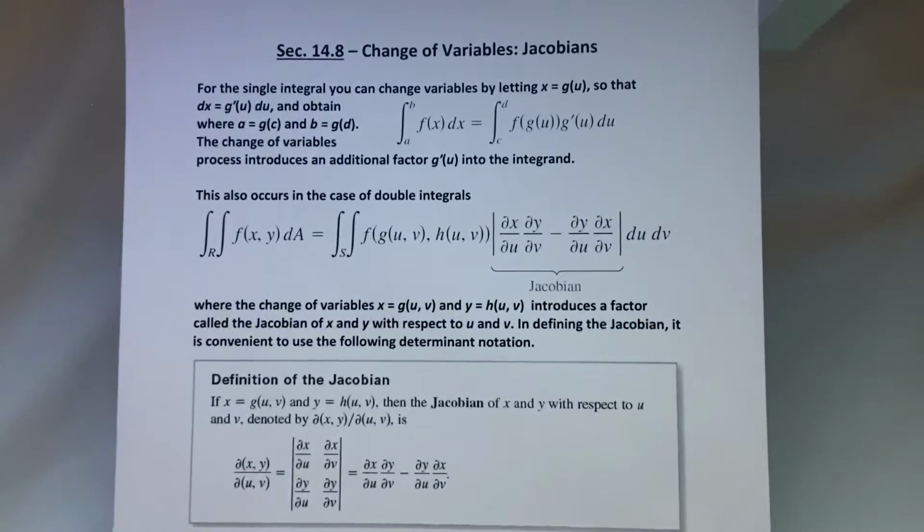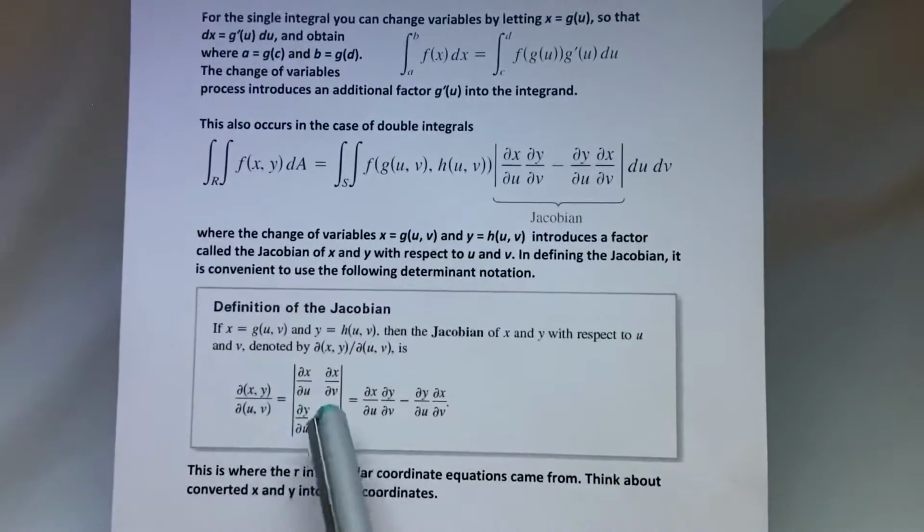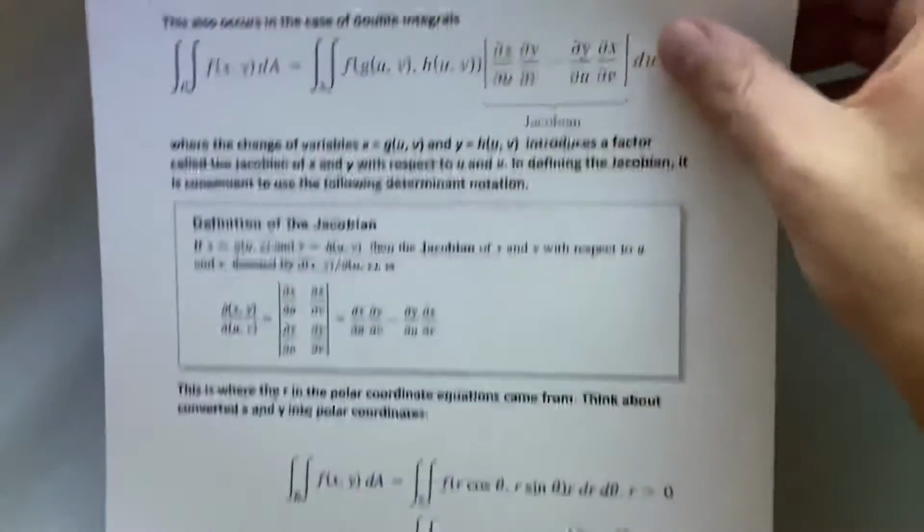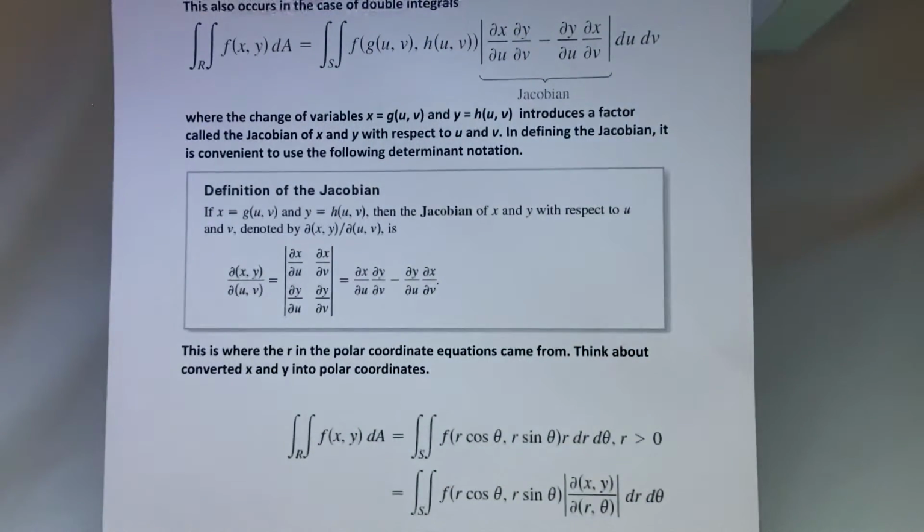So if we're changing x and y into u and v, then it's multiplied by dx du, dy dv minus dy du, dx dv, which looks like the determinant of the matrix with dx across the top, du down the left, dy across the bottom, and dv across the right. So if x is a function of u and v, and y is also a function of u and v, the Jacobian of x and y with respect to u and v is the derivative of x with respect to u, times the derivative of y with respect to v, minus the derivative of y with respect to u times the derivative of x with respect to v.